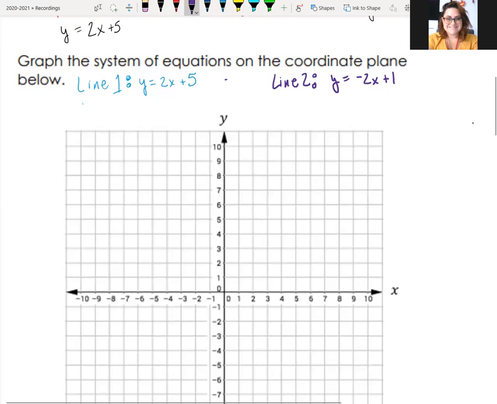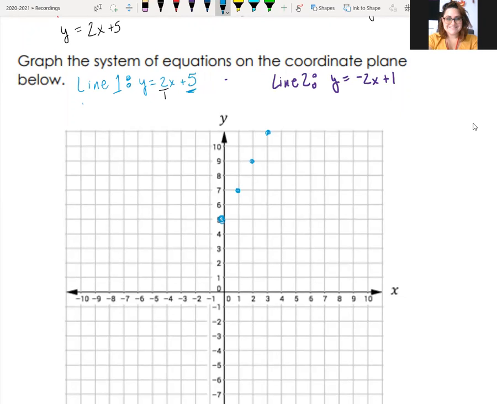Line 1 says to start at 5, because remember, positive 5 is our y-intercept. So we go up to 5 and we're going to put a dot. And then this is technically 2 over 1. And since this number is positive, we know we need to go up the hill, which means we are going to go up 1, 2, and to the right 1. Up 1, 2, right 1.